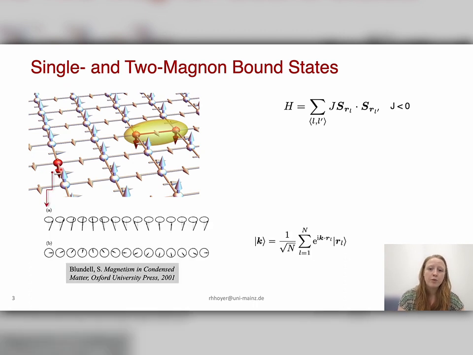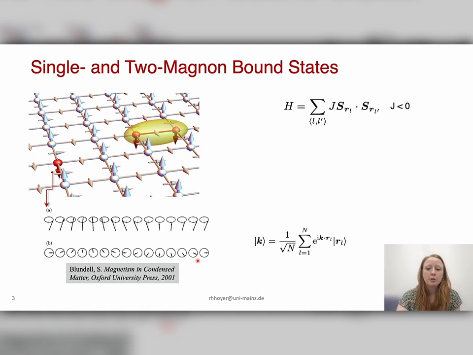Classically, this is a spin wave, so a phase difference between neighboring precessing spins, here seen from a side view and from a top view. The quantized version of this is called a Magnon, which is a bosonic quasi-particle. We describe the center of mass momentum K with a Bloch state of a flipped spin at the lattice site R_L. This represents our eigenstate of the single Magnon.